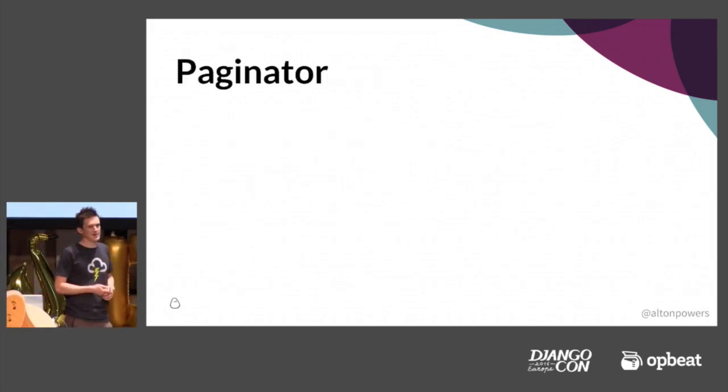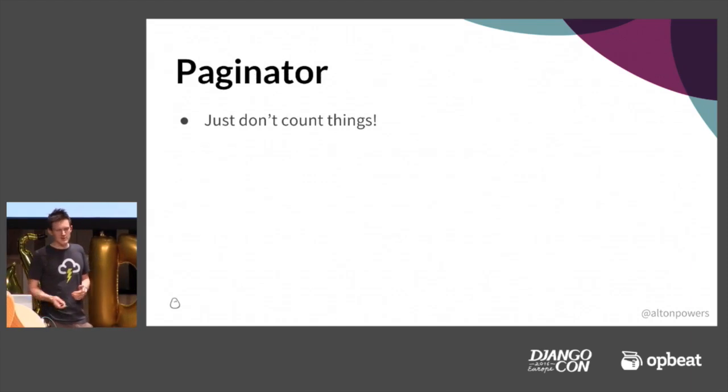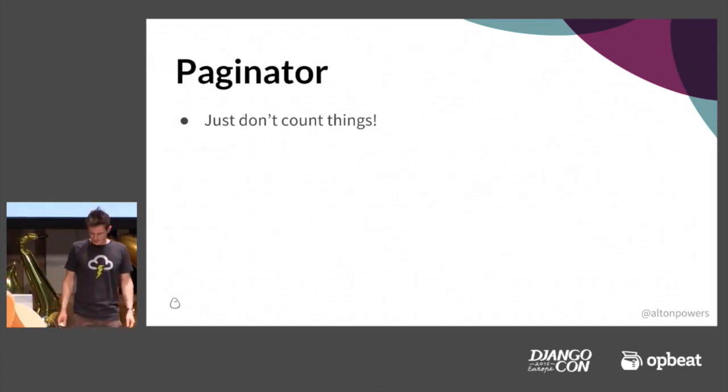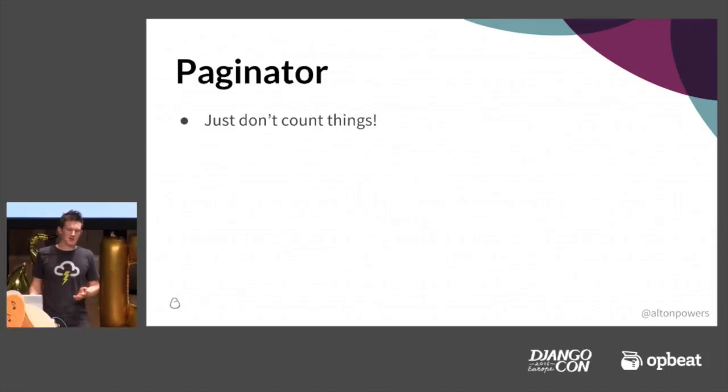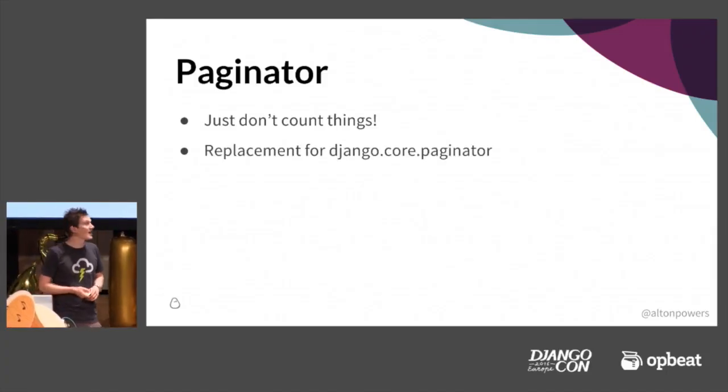And as for the paginator, well, we generally just don't want to count all the rows. But we can easily make a paginator that is the same as Django's, but just doesn't have a page count. So we've built that paginator. It's just a drop-in replacement for Django's paginator, and it works fine.